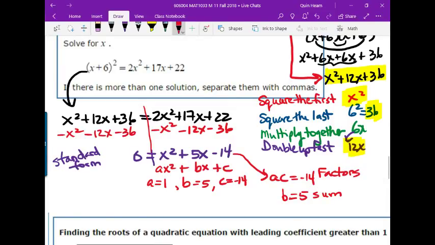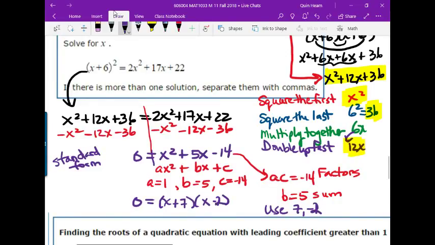Well, normally I would say split the middle term and create a 4-term polynomial. But remember, this was the special case where a is equal to 1. So we have a shortcut. We can literally just say that 0 has to be equal to, I didn't write down my 7 and negative 2 here. So we're going to use the numbers 7 and negative 2. So that means this factors into x plus 7 times x minus 2.